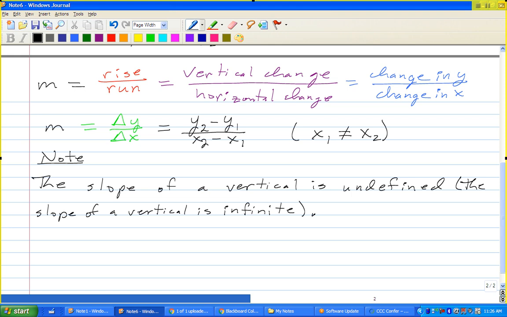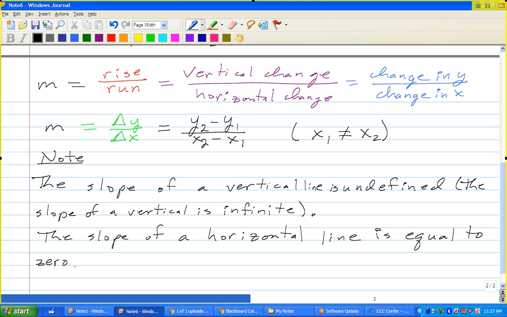We haven't defined it. But note that the slope of a horizontal line is defined and it's equal to a very nice number. It's equal to the value 0. Okay.